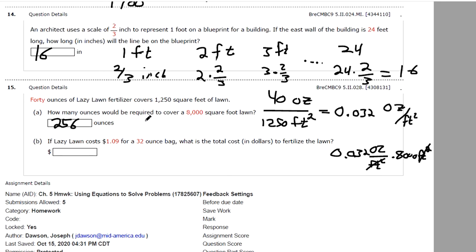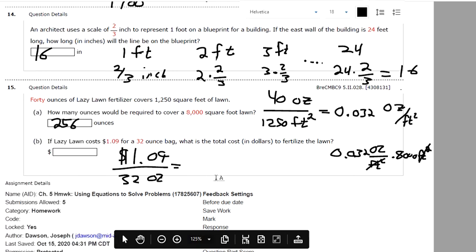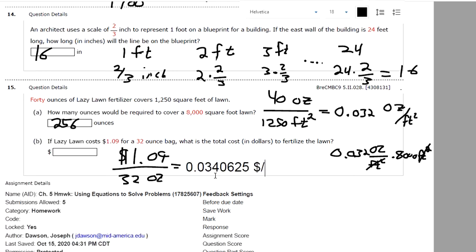Okay, for part B, Lazy Lawn costs $1.09 for a 32-ounce bag. So let's find a unit price before we even think about anything else. How much does it cost for 1 ounce? There it is, $1.09 divided by 32 ounces. I'm going to take all the decimals with me just to make sure. Copy and paste that. That's dollars per ounce. It's like 3.5 cents per ounce.